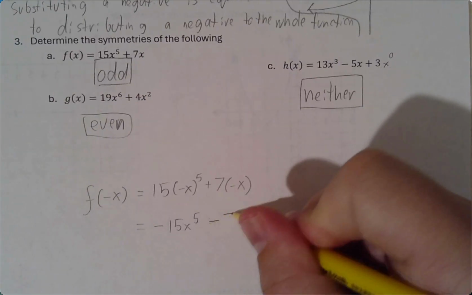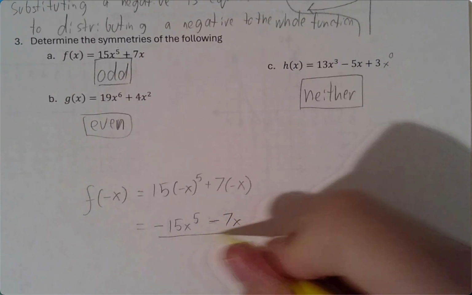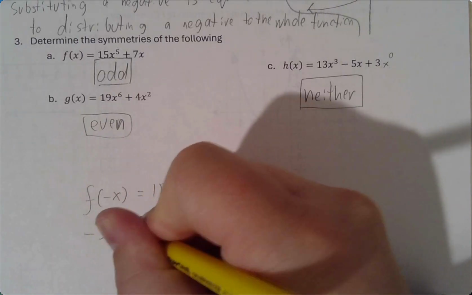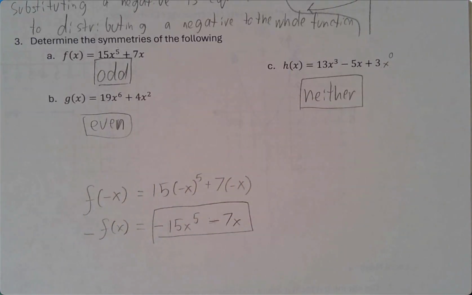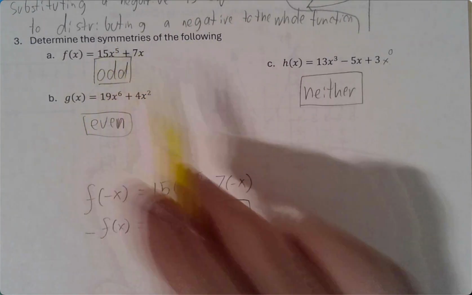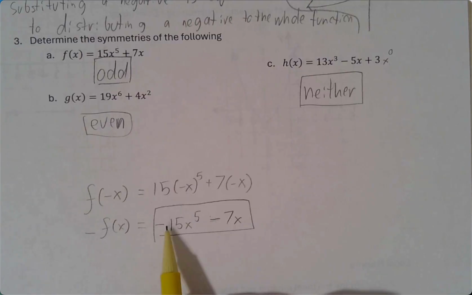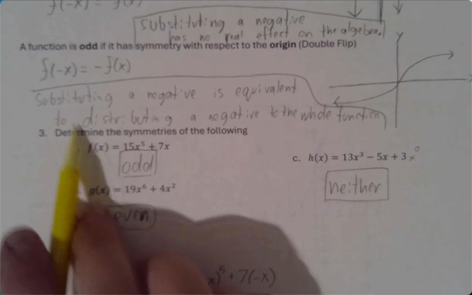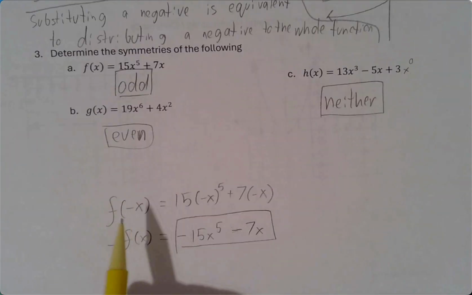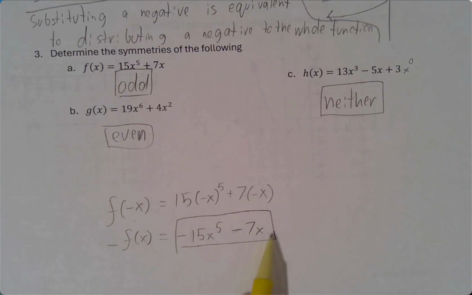From there, this would be negative 7x. And so, what is this? Well, this is actually equivalent to this. What do I mean by that? Well, look, I took the first term and the second term, both terms, and it's as though I've just negated each one of those, which is this right here. And so, I've proven that when I substituted a negative in, it was the same as distributing a negative to the original expression. That's what makes this odd.